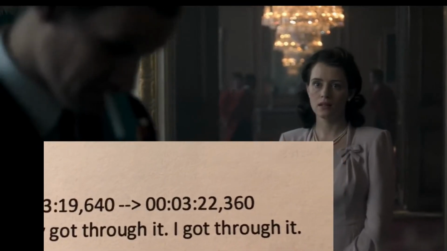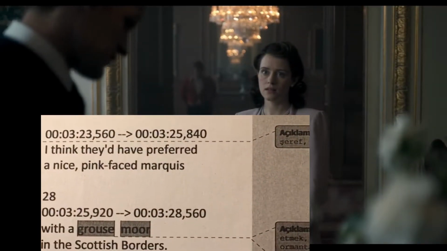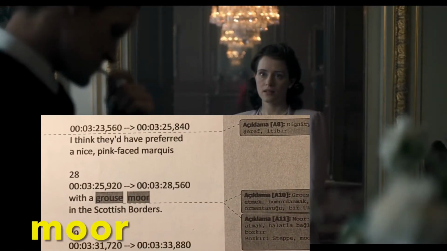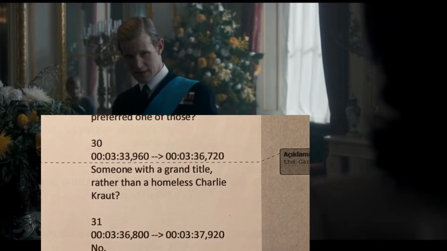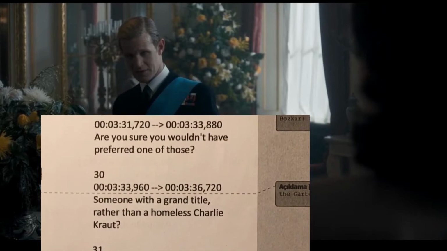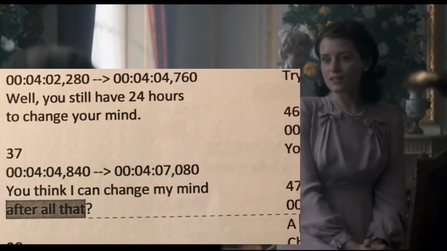They got through it. I got through it. I think they'd have preferred a nice pink-faced Marquis with a grouse moor in the Scottish borders. Are you sure you wouldn't have preferred one of those, someone with a grand title, rather than a homeless Charlie Crown? You still have 24 hours to change your mind.